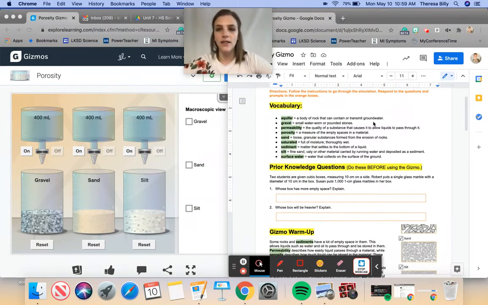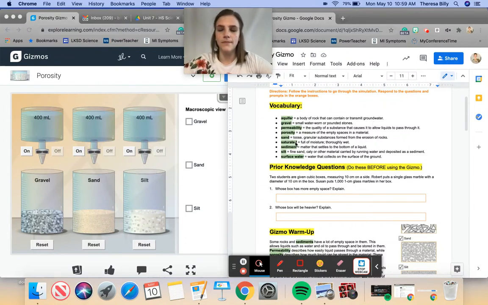Again, permeability is the ability of liquid to travel through the substance, whereas porosity is how many holes does it actually have. Are they related to each other? Absolutely, and we'll get into that. But they are separate, two different definitions that you need to keep straight in your head.